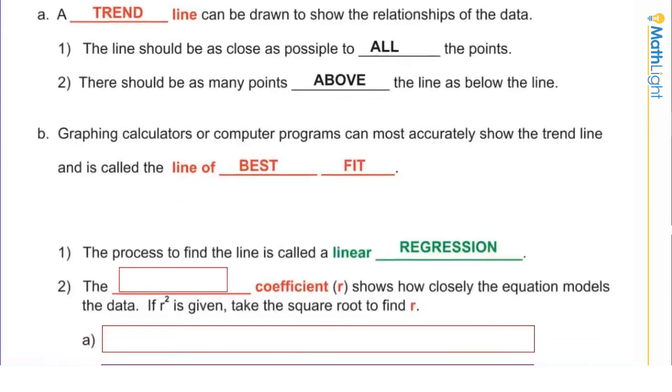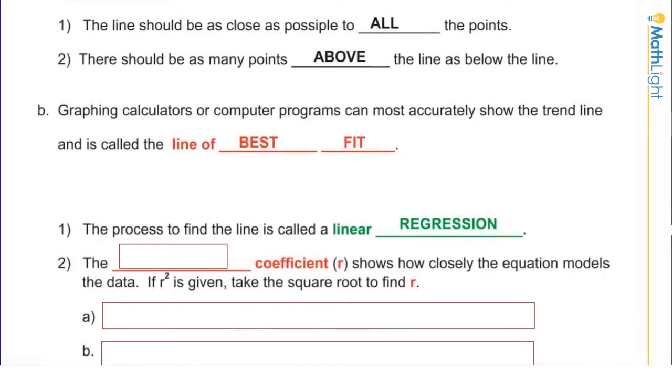In addition to the equation of the line, you're also going to have the correlation coefficient, and that's R. The correlation coefficient R shows how closely the equation models the data. Now, a lot of programs give you, instead of R, R squared. And if that's given, all you have to do is take, of course, the square root of R squared to get to R. All right, but R is called the correlation coefficient.